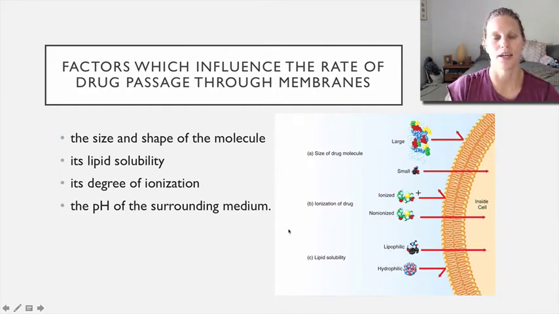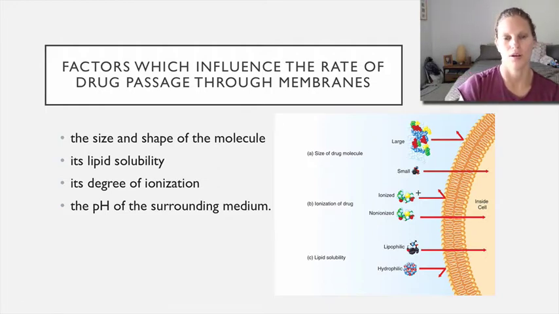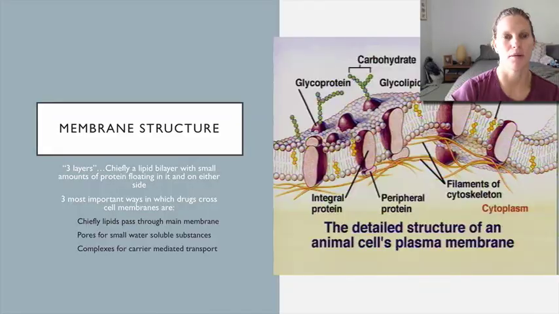And then there's the degree of ionization. The degree of ionization and the pH of the surrounding medium go together. Drugs that are ionized or charged tend to be repelled by the cell membrane. Charged particles tend not to pass across the cell membrane easily. Things that are non-ionized and non-charged will go right across. The pH of the surrounding medium is what will determine whether or not a drug is going to ionize. So those go together. All right, so let's talk about them independently.